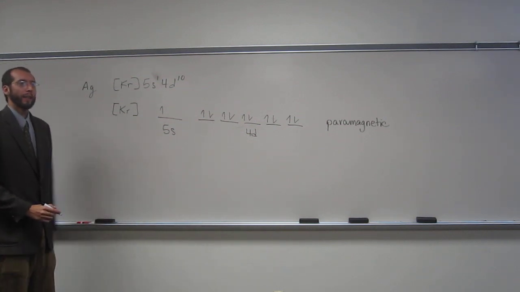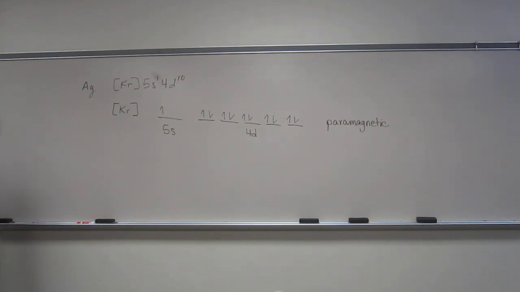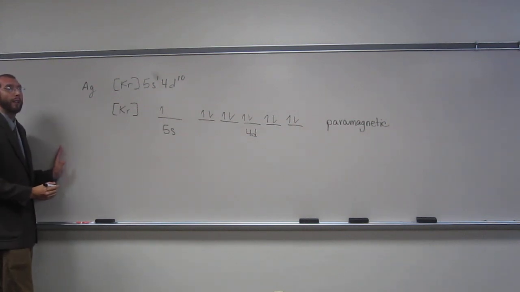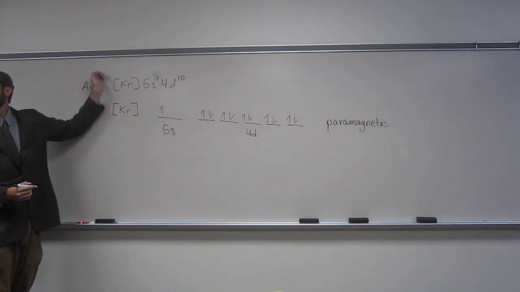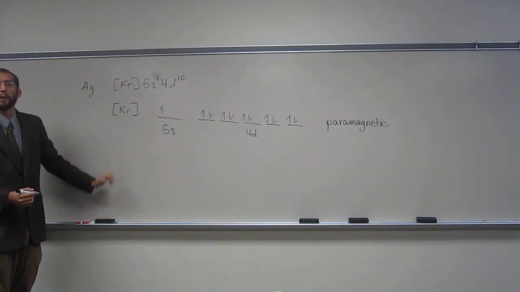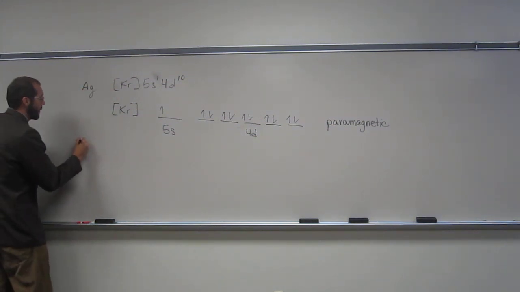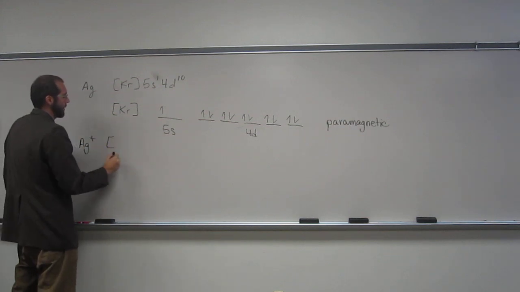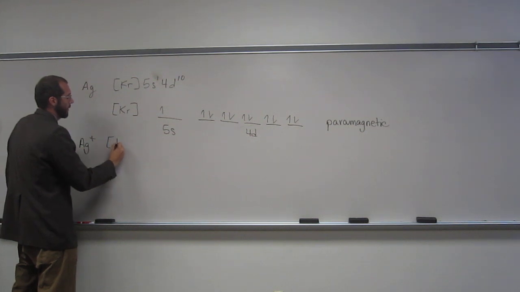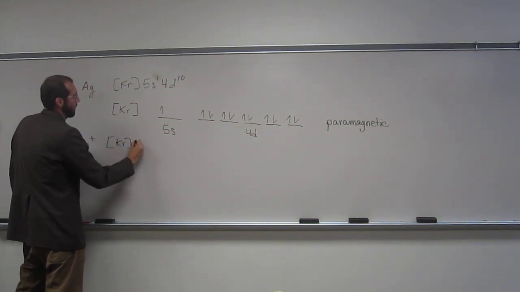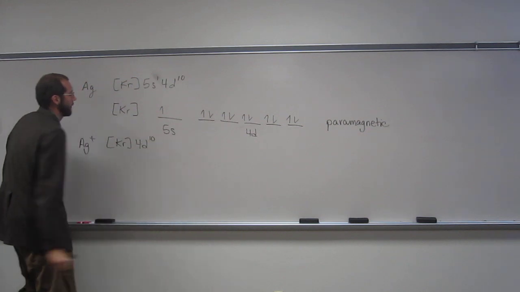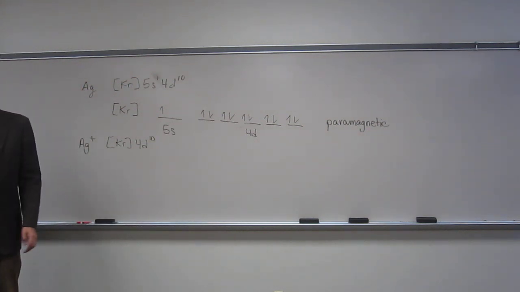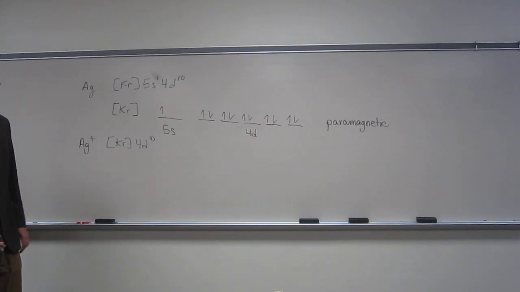What would you expect the ion for silver to be? Plus one. Okay. So let's draw the electron configuration, and then the condensed orbital diagram. Silver is going to be plus one. Why would you expect that? So what's its condensed electron configuration? Krypton 4d10. So it lost that 5s electron, as hopefully you would have expected.